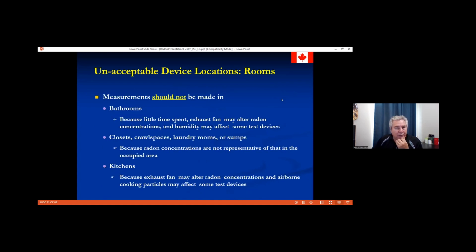Places that we should not measure: bathrooms, closets, hallways, crawl spaces, laundry rooms, near sump pumps, because a lot of times we don't spend more than 4 hours a day in those locations, and in certain cases the level of humidity may affect certain test devices. So those are locations that we don't want. Kitchen is another location to avoid, again because of high humidity, and the exhaust fan may alter the radon concentrations during the process there.